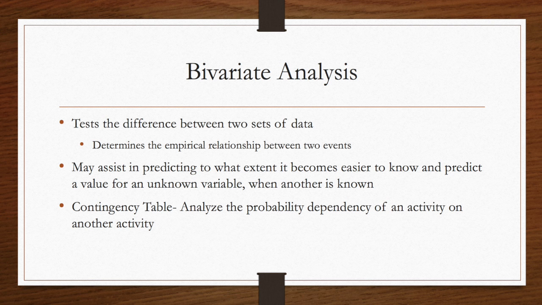of companies. The bivariate analysis tests the difference between two sets of data, or tests the empirical relationship between two events or variables. This analysis assists in determining to what extent it becomes easier to predict a value for an unknown variable when another variable is known. Many times a contingency table is used in combination with a bivariate analysis in order to more closely examine counts within each of the variables and how they are related to one another.